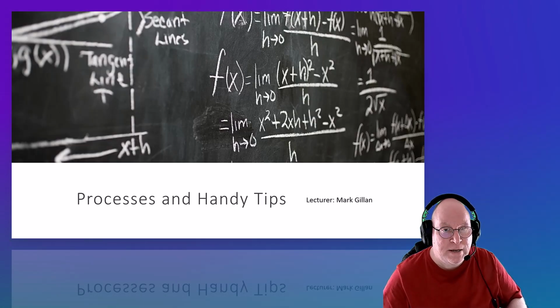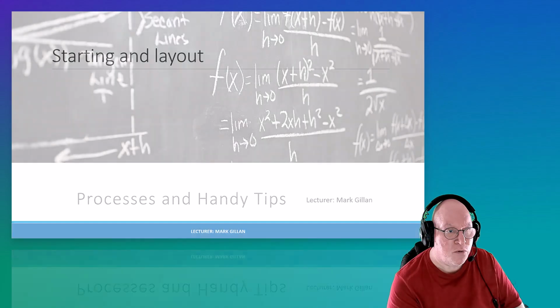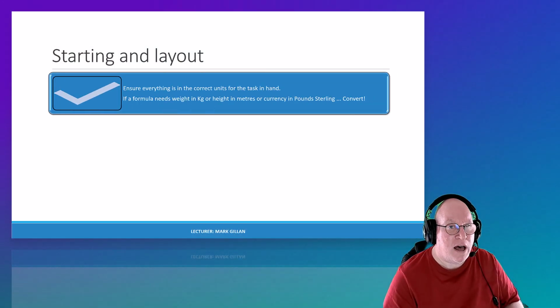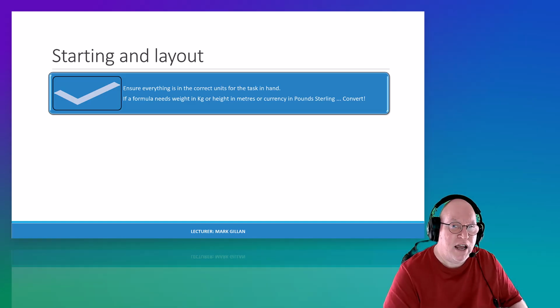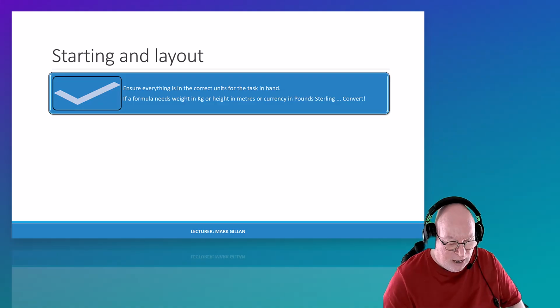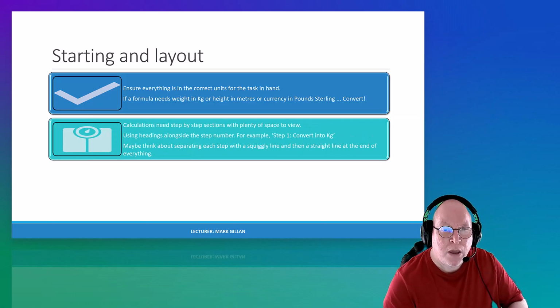Now, this is revision. If you don't understand everything totally, remember, you need to go back and have a wee look. So this is just updates, just wee bits that I've put together for you. The first thing I want to go through is the starting layout. When you're thinking about where to begin, ensure that everything is in the correct units of measurement, whether it's kilos for weight or meters for height and so on. So it's conversion. Put things into the correct values, so that you can then think about where you're going from there. Then it's the calculations.